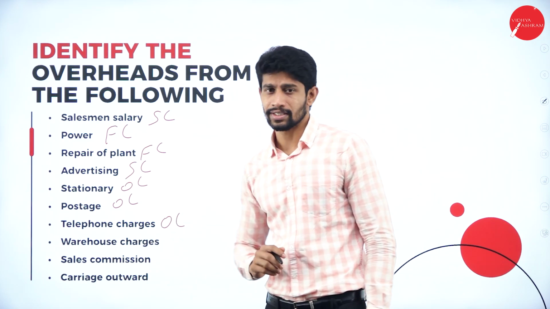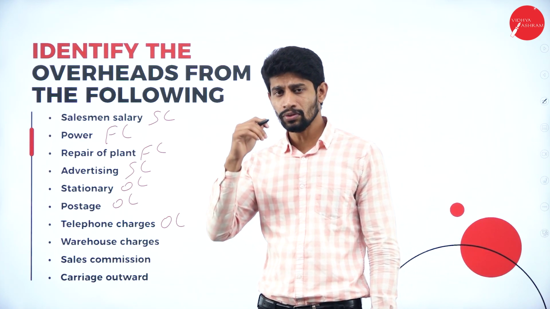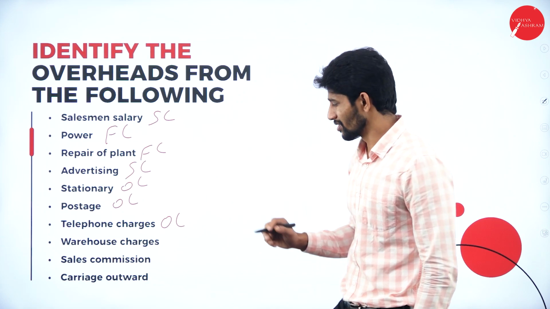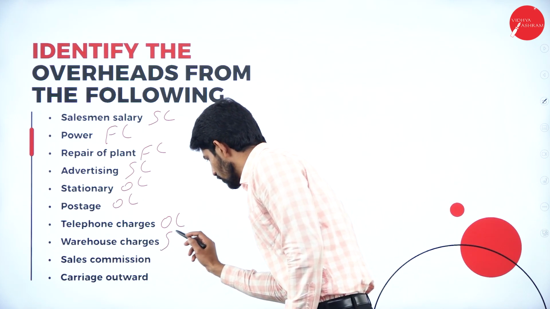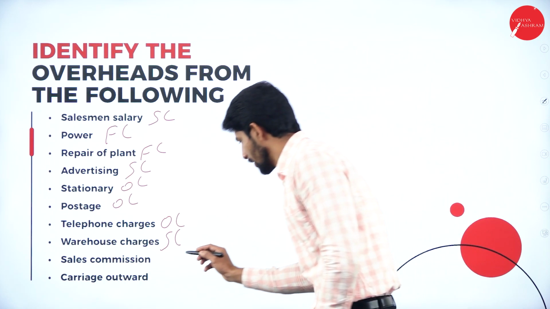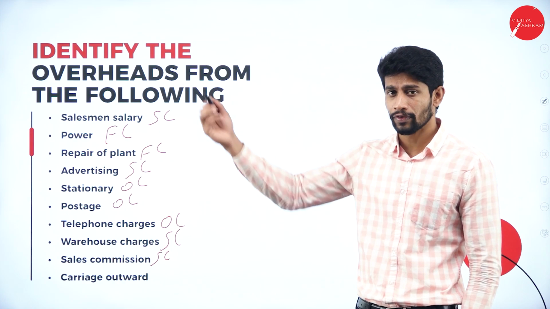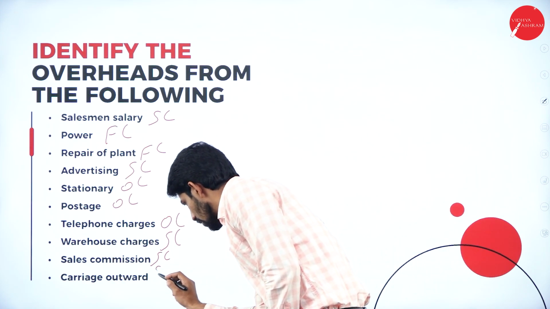So warehouse charges, where does this warehouse come? We use this warehouse to store the finished goods, so this comes under selling cost. Next, salesman commission, yes, salesman, selling and distribution, so selling cost. Next, carriage outward, yes, selling cost.